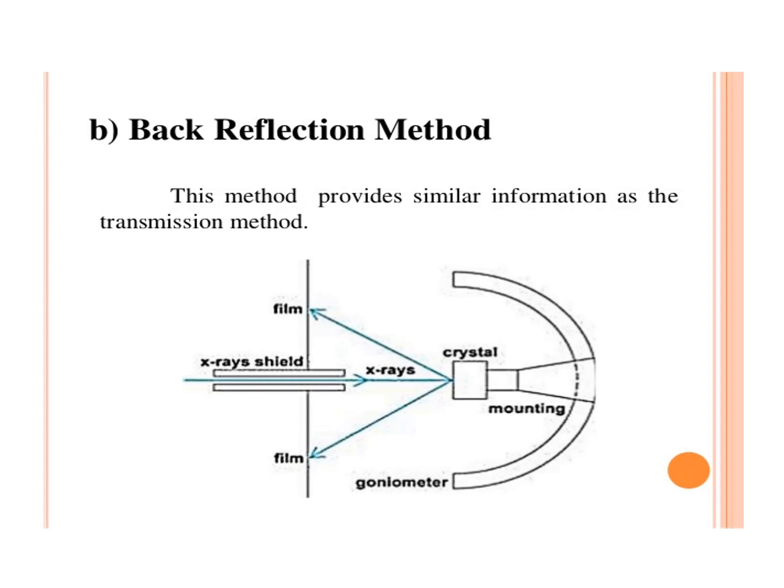And this is the back reflection method. Here, as you can see through the diagram, the photographic film is placed between the X-ray source and the crystal. So the beams which are diffracted in a backward direction are recorded. It is used to determine the orientation of large single crystals.